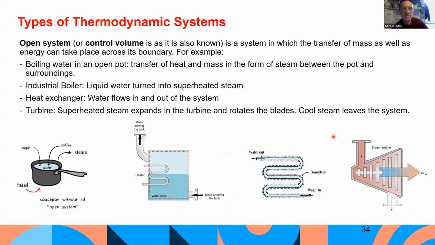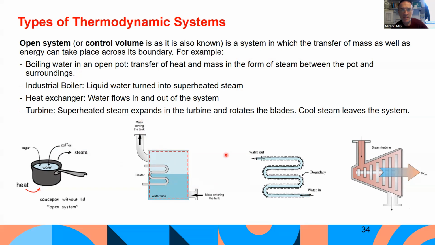Examples of open systems. An open system, or control volume as it's also known, is a system in which the transfer of mass as well as energy can take place across its boundary. One example would be boiling water in a pot. What you have there is heat crossing the boundary, and the mass, the water, being turned into steam and crossing the boundary as well. Another is an industrial boiler, with water entering, being heated up and going out as steam.